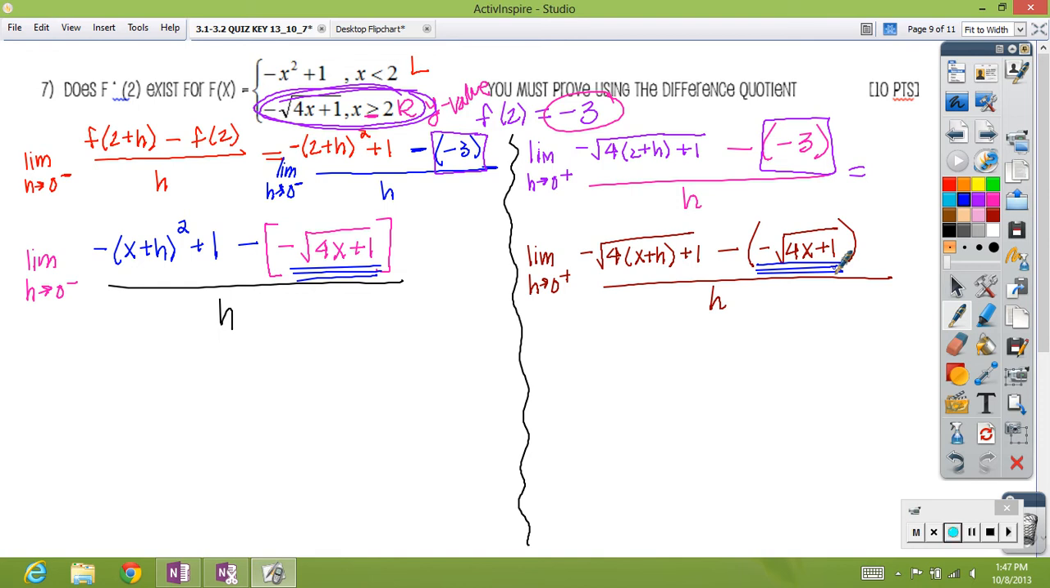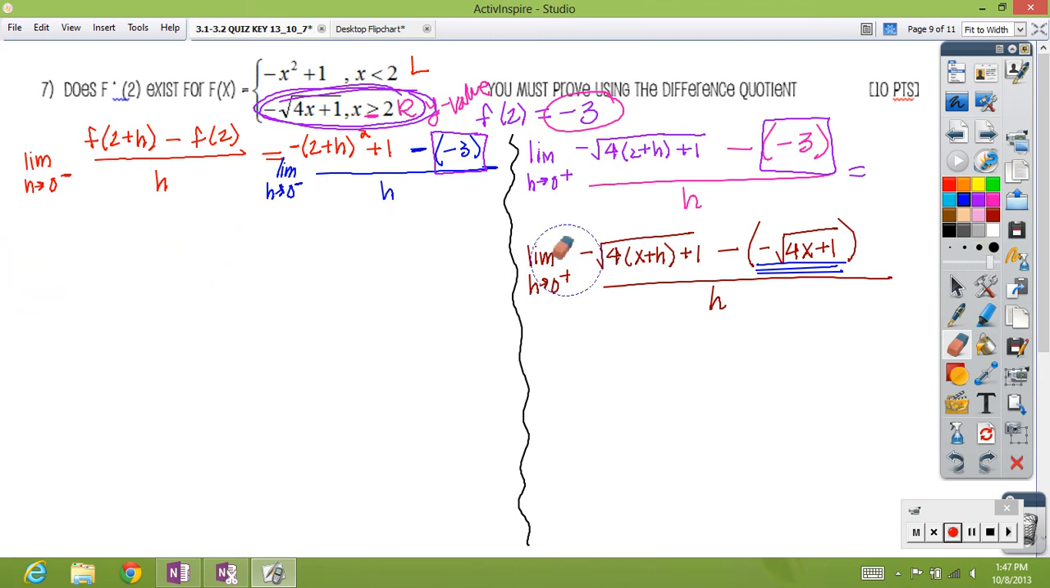What I'm going to do is continue on using the evaluated ones at x equal to 2. That means I'm actually going to delete this part right here so it's not in my way. And this part right here.